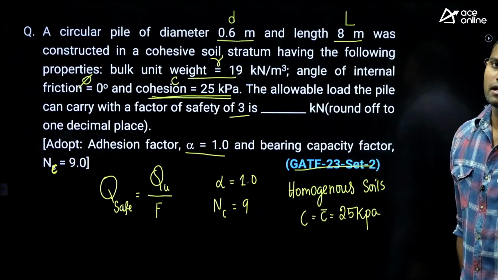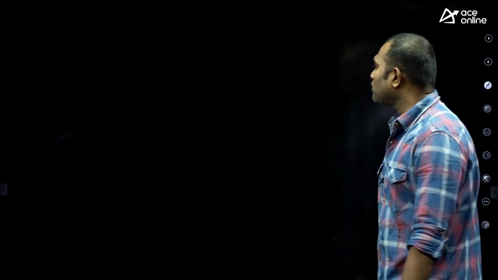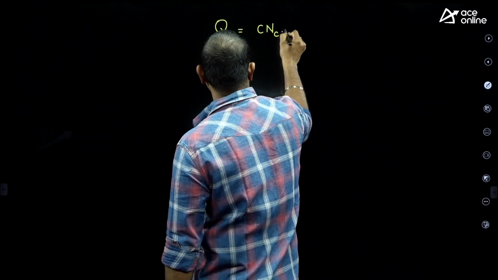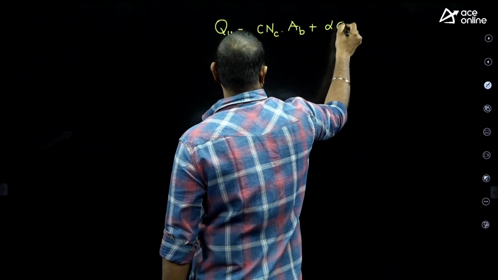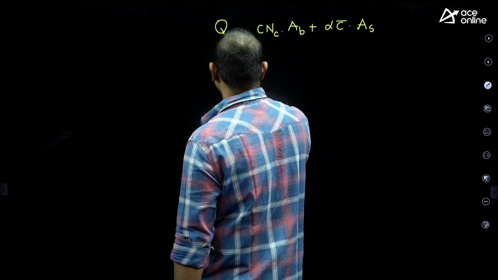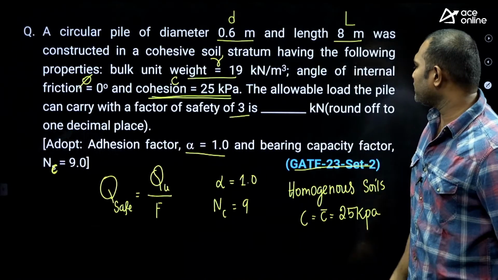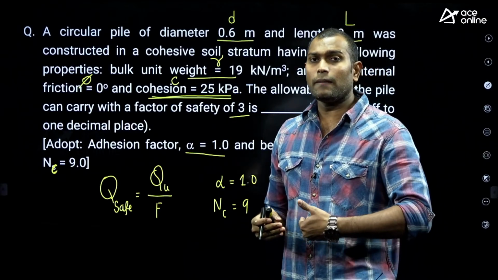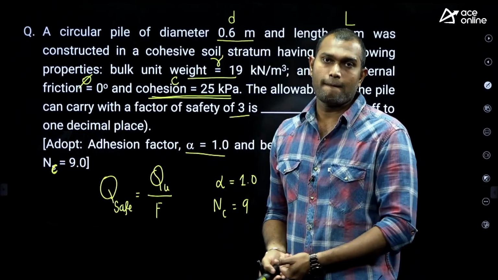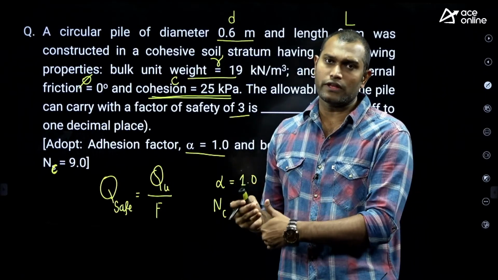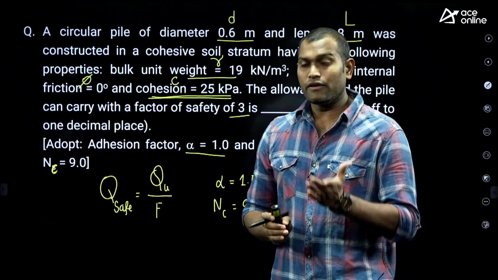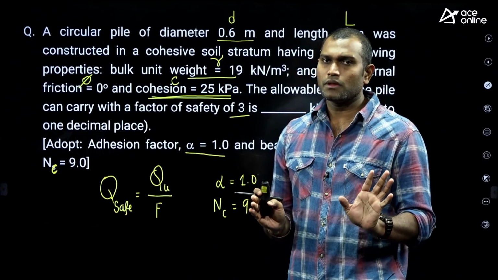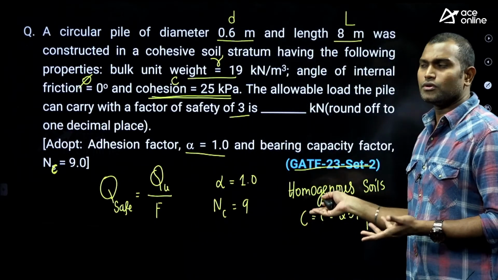So now what they're asking is a safe load. You need to find out the ultimate load. The safe load, or first ultimate load, that is nothing but C Nc into Ab plus alpha into C bar into As, right? Everything they have given clearly. Actually, in GATE examination, they will not give a possibility of assumption. They will try to give you maximum amount of the information required to solve that question. If they don't mention, then every time you have to take it as a unity. But you see, they have given every value, right?